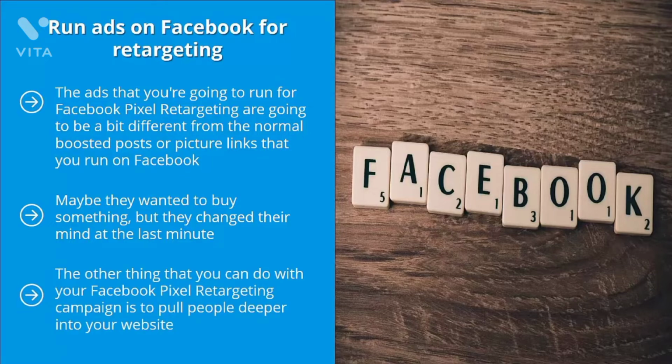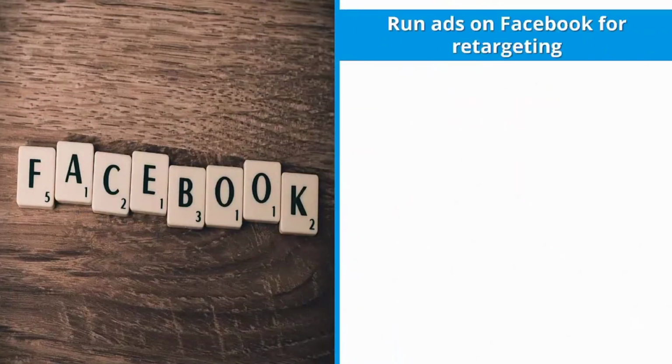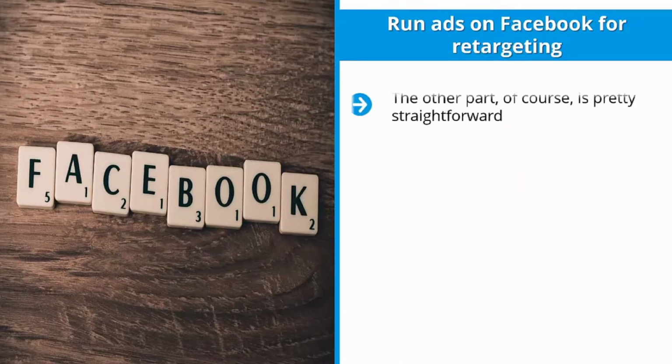The other thing that you can do with your Facebook Pixel retargeting campaign is to pull people deeper into your website. Usually, a website is composed of 2 parts. The first layer is the content layer, meaning you're trying to get people to know about the problem, like your particular solution, and eventually trust the solution enough so they can buy. The other part, of course, is pretty straightforward. It's all about buying. But there's a complication. A lot of people would go through the content layers, but they never make it through to the actual buying part. They never make it to your conversion page.